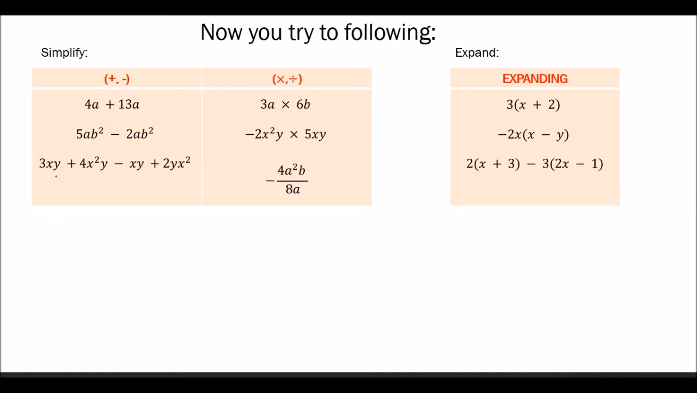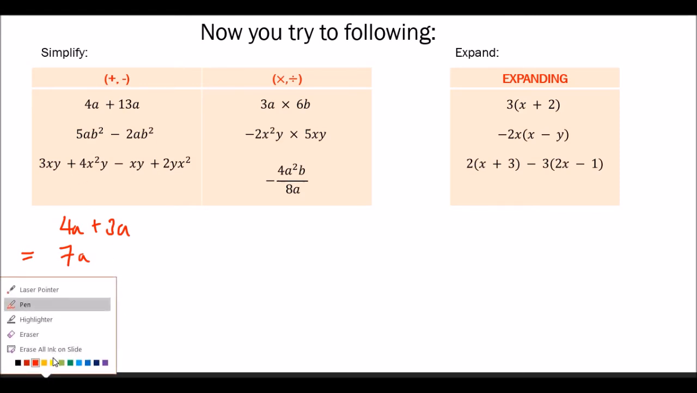So 4a plus 3a. Basically, you're going to simplify them, just putting the like terms together. So 4a plus 3a equals, nice and easy, 7a. Straightforward, right? Nothing too hard about it. Just add the numbers.